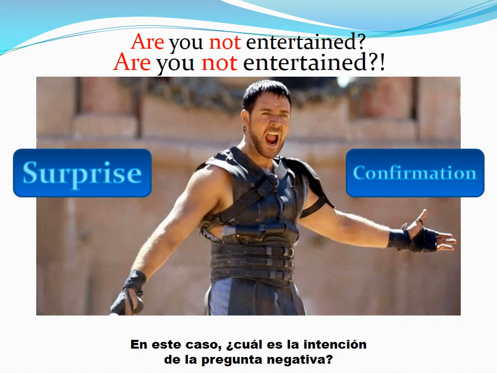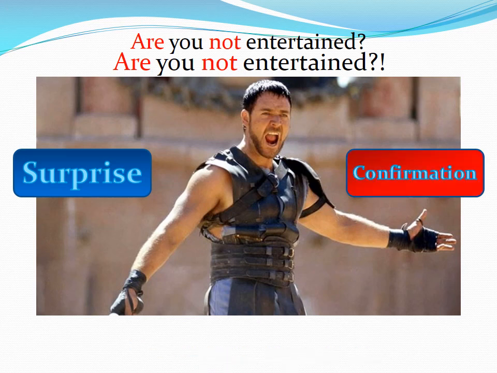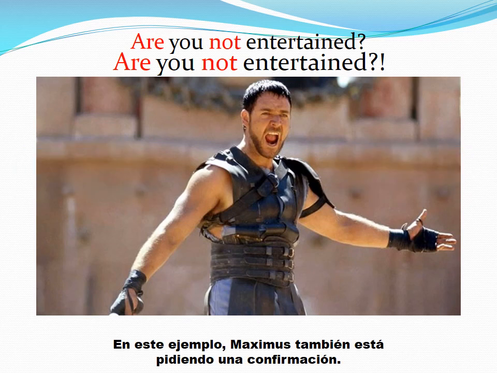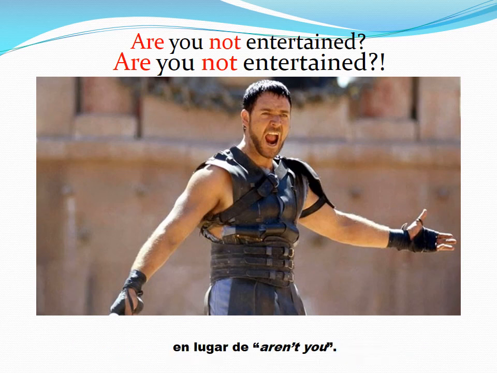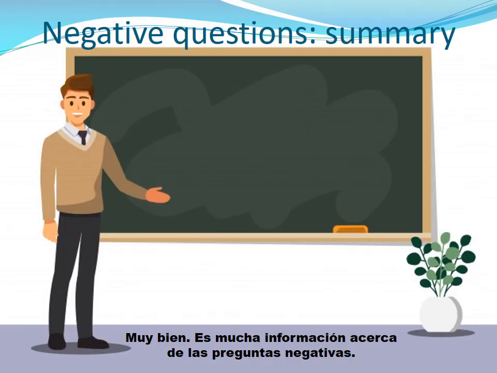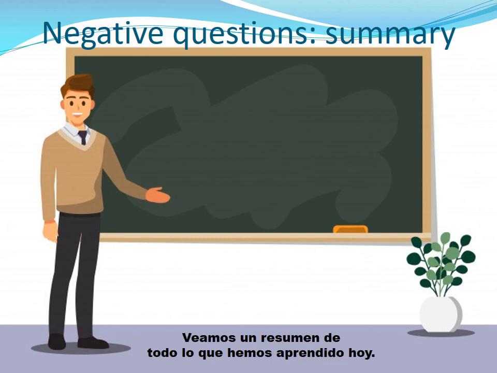In this case, what is the intention of the negative question? In this example, Maximus is also asking for confirmation. Notice that, unlike the first two examples, here we see the not contracted form, are you not, instead of aren't you. Alright, that's a lot of information about negative questions.